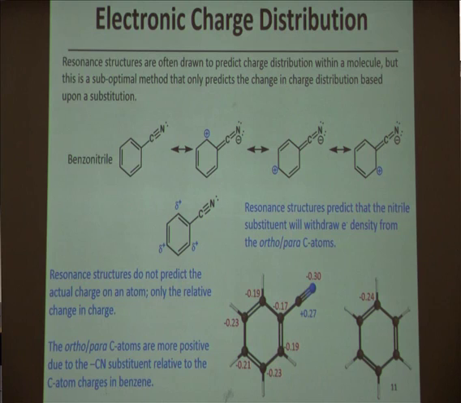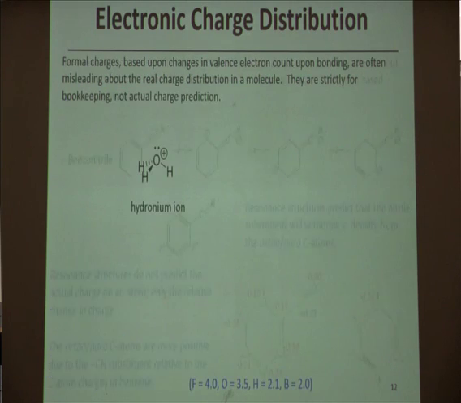The important take-home message here is that resonance structures and formal charges that result from those resonance structures don't actually predict the charge on the atom. What they do predict is the relative charge change. And so you can expect when a cyano group is attached to an aromatic ring that, as the resonance structures would predict, the charges change in that direction. But we can see here that those carbons stay negative regardless of the substitution.